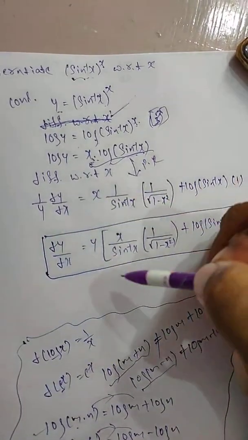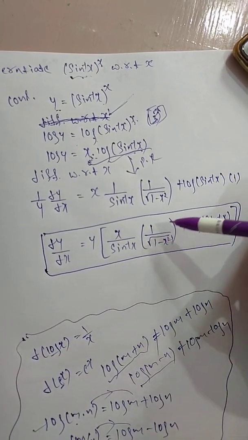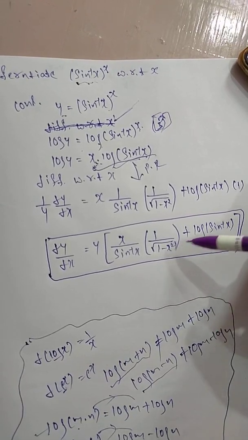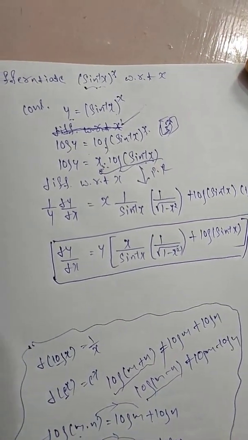Now cross multiply the y. dy by dx is equal to y into x by sin inverse x into 1 by root of 1 minus x square plus log of sin inverse x. So this is the problem. So we'll go for the next problem.